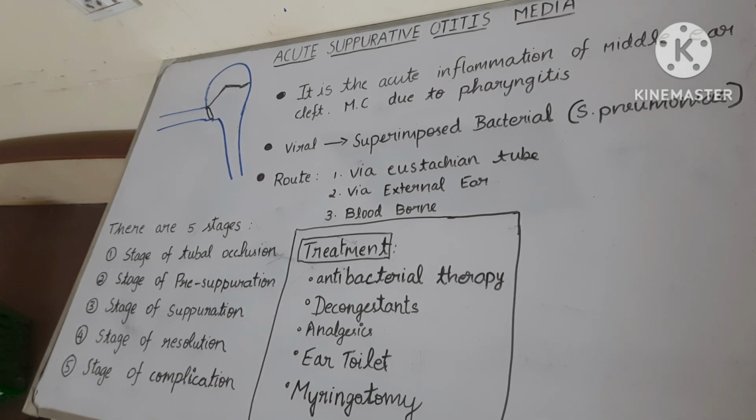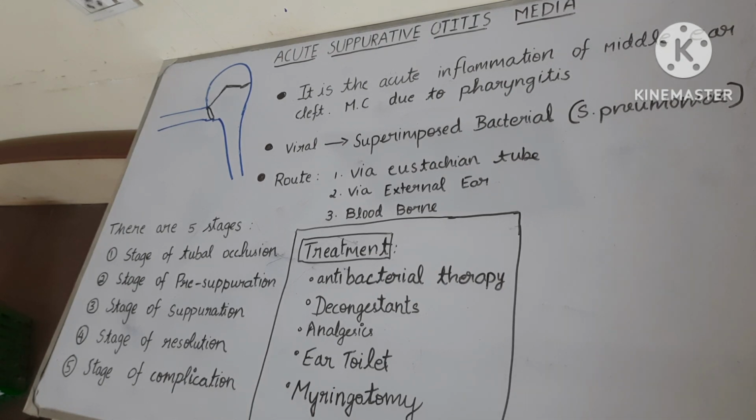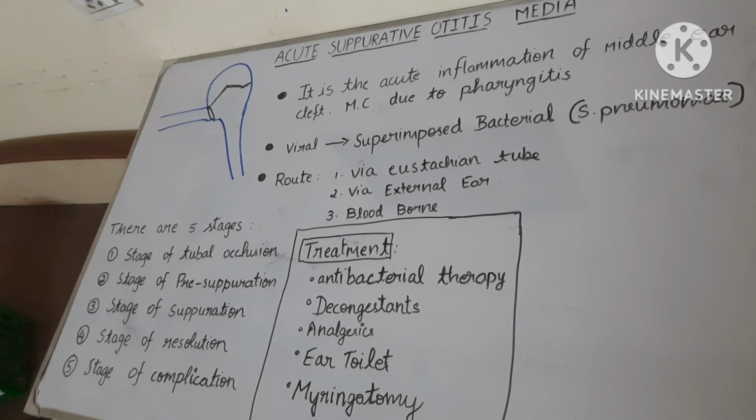The most common cause of acute suppurative otitis media is pharyngitis. But pharyngitis is in the throat and ASOM is in the middle ear. How are these both related? They are related through the Eustachian tube. The Eustachian tube connects the middle ear and the throat. So any infection of pharyngitis that is viral will get superimposed by Streptococcus pneumoniae, which is a bacterial infection, and then it spreads to the middle ear cavity through the Eustachian tube.